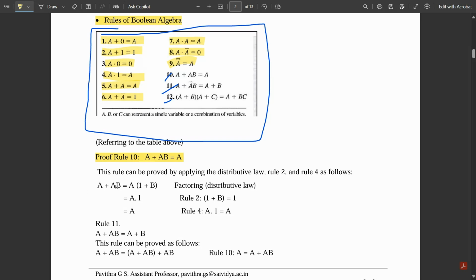First is A plus AB. You could be using the distributive law. That is, in these two terms, A is common, take it outside. The remaining term is 1 plus B. So you see here, 1 plus any variable, its sum would be equal to 1, right, according to rule 2. So that's why 1 plus B would be equal to 1. And A into 1, according to rule 4, any variable, if it is multiplied with 1, would be the variable itself, that is A. So by using these three, we have proved that A plus AB is equal to A.